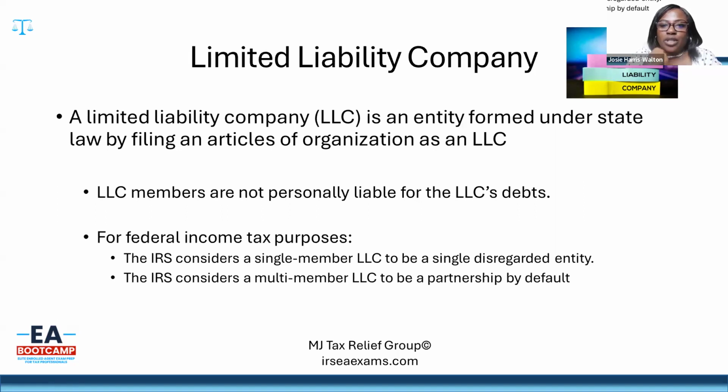I got one more person to answer. The answer is C. An employer identification number, which is an EIN, is always required for all of the following except C, a sole proprietor with no employees.